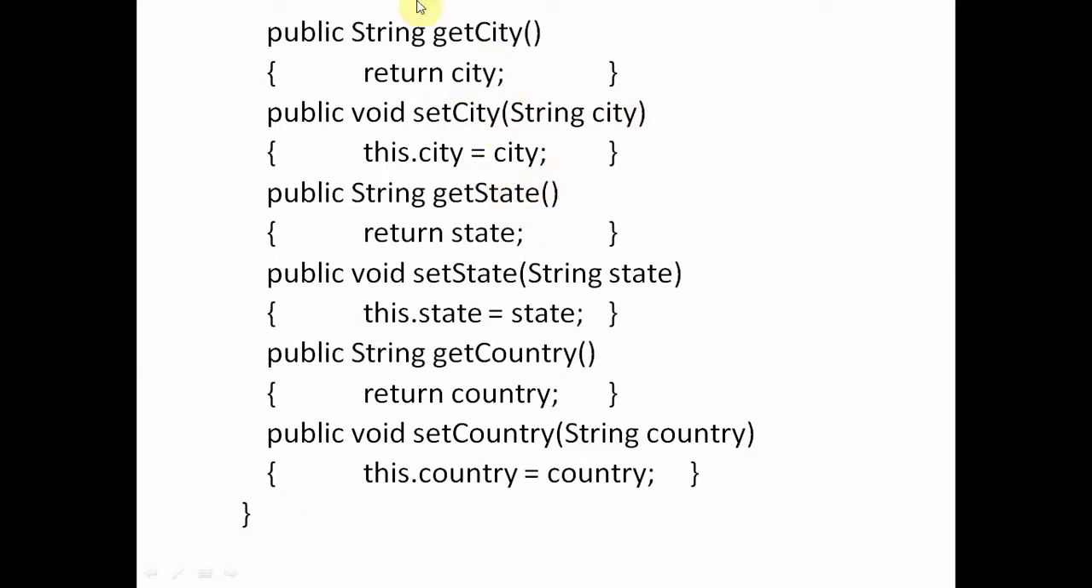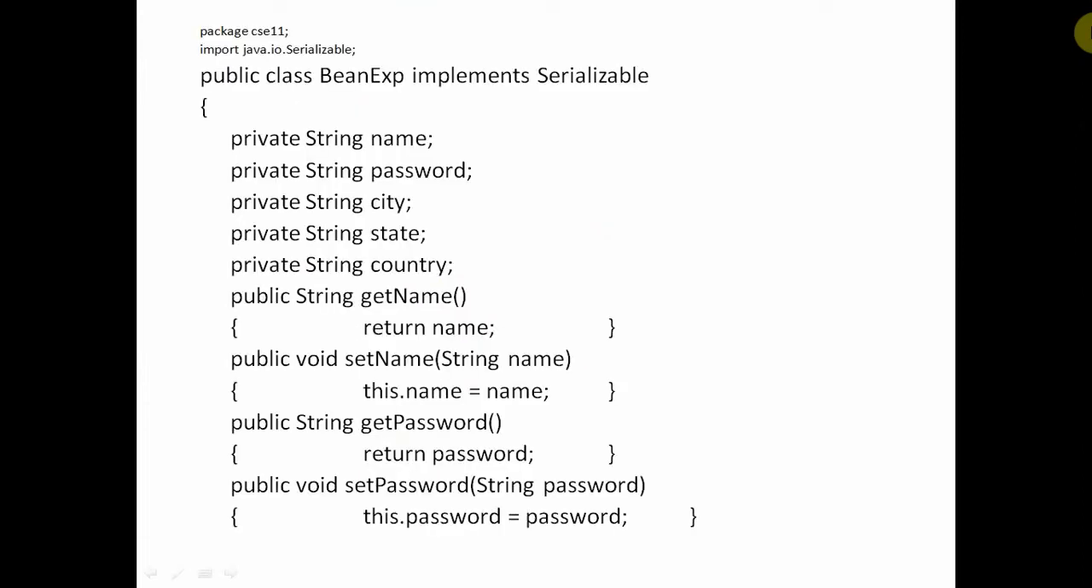So same like these two functions, we have two functions for state also, setState and getState, and setCountry and getCountry. So here we have five variables, and we are writing 10 different functions, two for each variable. One is for initializing, prefixed by set, like setName. And another is the get function, prefixed by get, and it will return the value of name. So we have getName and setName functions.